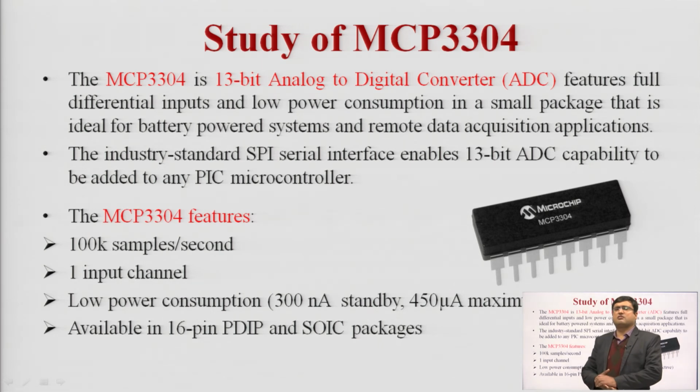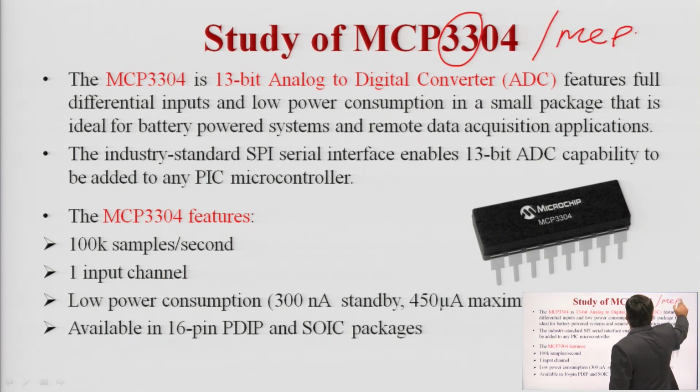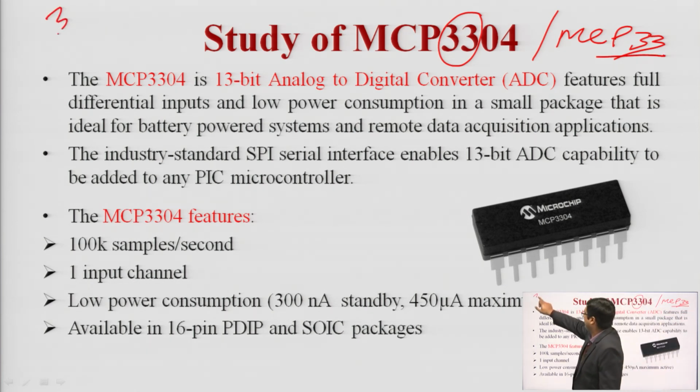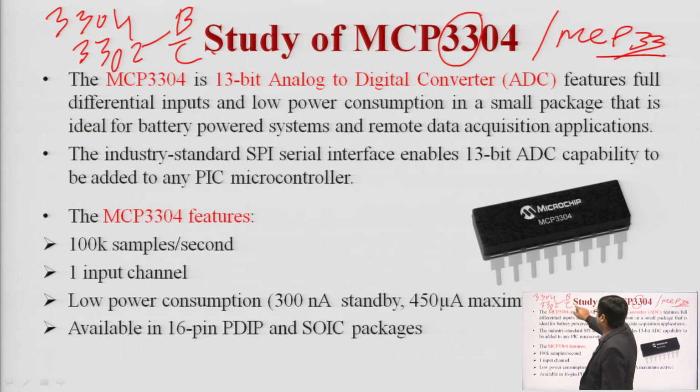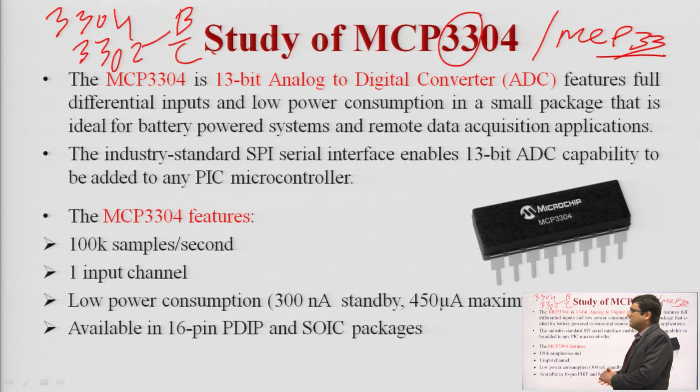Now we will study the MCP 3304. Basically, why do you see 33 here? Because it belongs to the MCP 33 family. In this family, there are other members available like 3304, which we have already seen here, and 3302, and it works on the two modes B or C. So MCP 3304 is basically a 13-bit analog to digital converter.